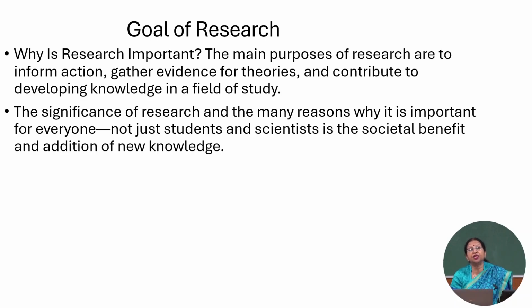Now we have seen that there has to be a goal of research. Unless there is a discrete goal, the researcher will not land anywhere. Why is research important? A very basic question from where we started this lecture. The purposes of research are to inform action, gather evidence for theories, and contribute to developing knowledge in the field of study. The significance of research, and the many reasons why it is important for everyone, not just students and scientists, is the societal benefit and the addition of new knowledge. So these are very discrete, important goals of a research plan, and all researchers must have a good understanding of these facts.